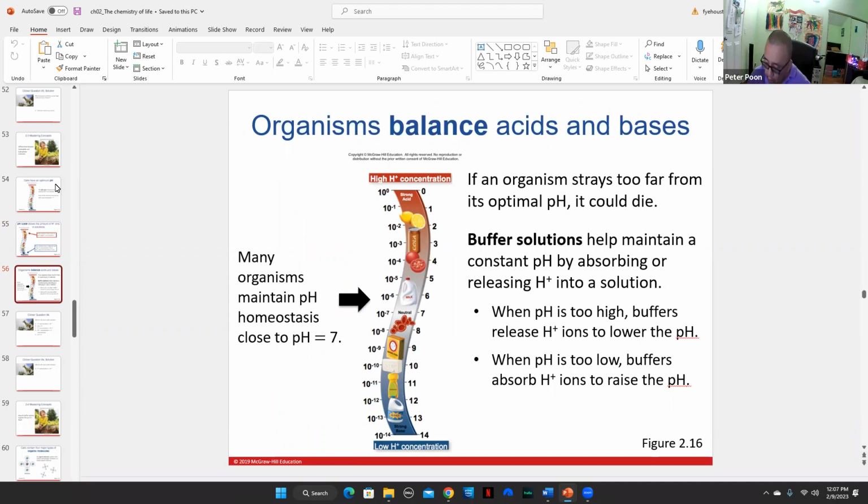And the way we control our pH is something called a buffer. Buffer solutions help maintain a constant pH by absorbing or releasing hydrogen ions into the solution. So if we encounter more acid than we want, the buffer absorbs some of the acid. When we need acid, the buffer releases some of the acid, and that's what keeps us safe.